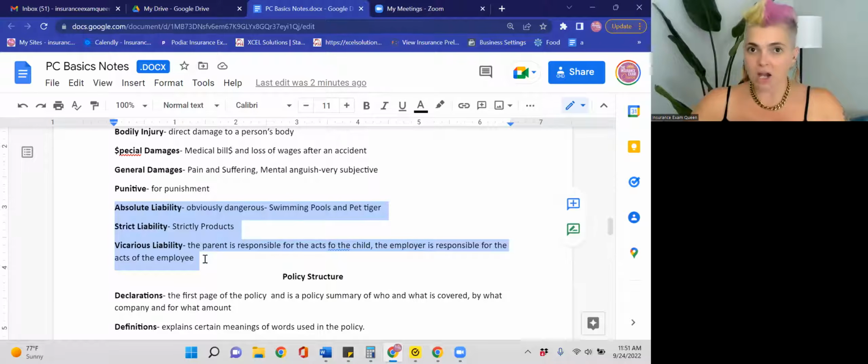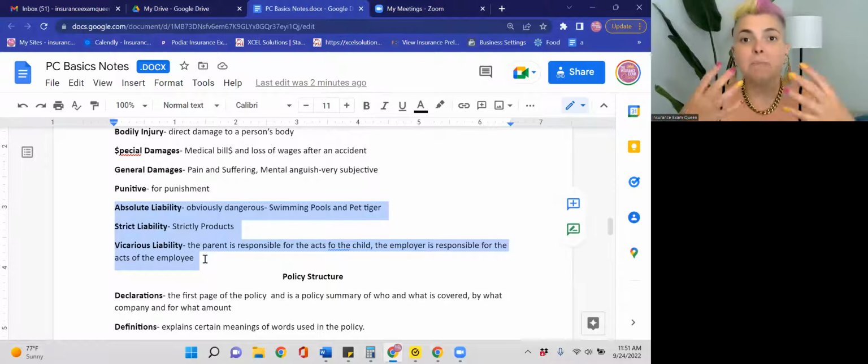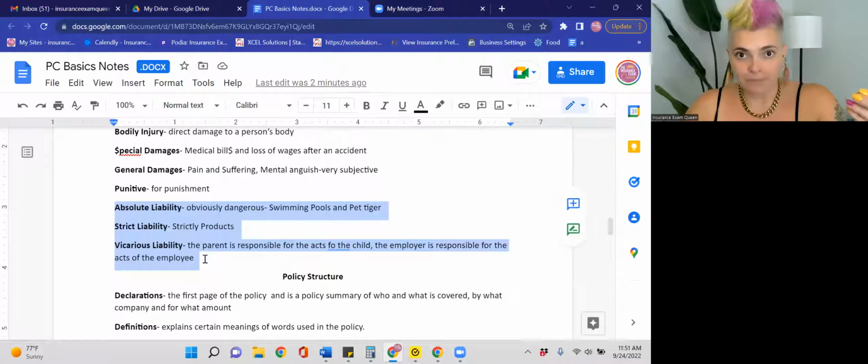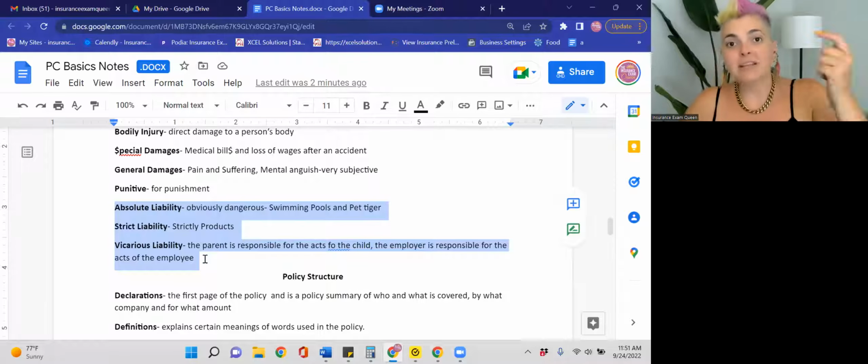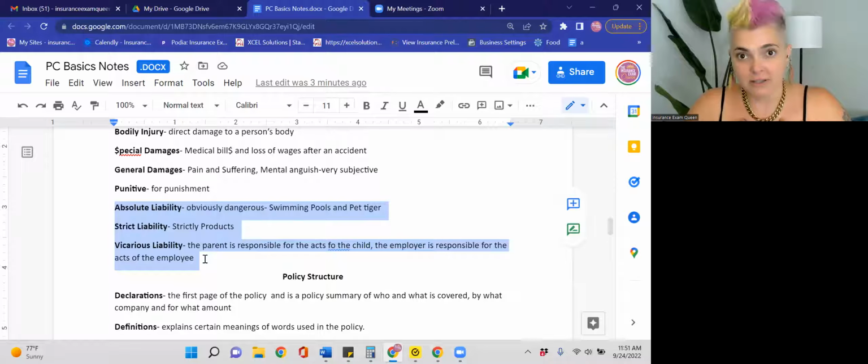If I have a dog and my dog bites you, I am liable to you. I am responsible to you because my dog bit you. My homeowners has coverage for that called liability. I have liability coverage, which will pay out to you for the damage that my dog caused. Okay. Now there's different types of liability.